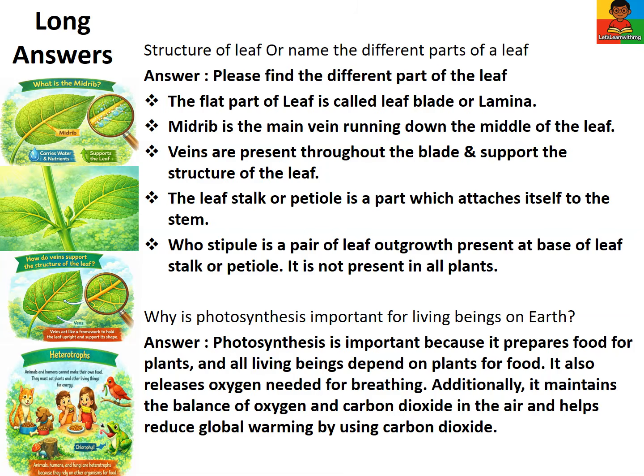Why is photosynthesis important for living beings on Earth? Answer: photosynthesis is important because it prepares food for plants, and all living beings depend on plants for food. It also releases oxygen needed for breathing. Additionally, it maintains the balance of oxygen and carbon dioxide in the air and helps reduce global warming by using carbon dioxide.